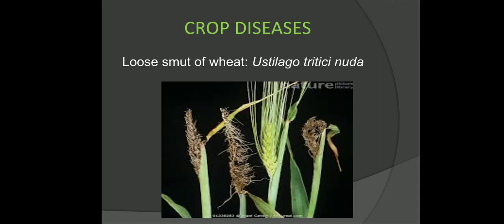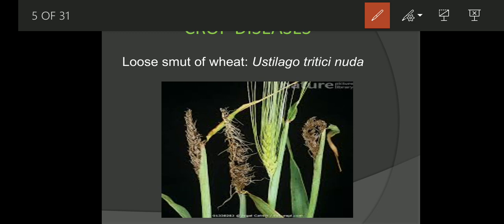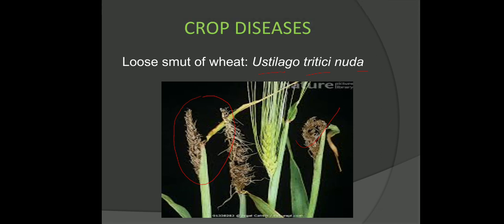Next, we will be dealing with loose smut. Loose smut in wheat is caused due to Ustilago tritici nuda. Ustilago tritici nuda is responsible for the deformation, or we can say degeneration, of the ear in the wheat. We can see the ear is mainly affected in this.